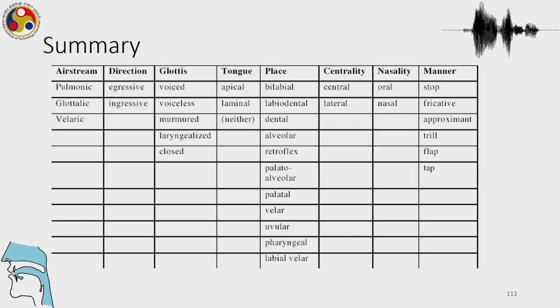Again, summarizing the entire list of things that we have seen so far: airstream mechanism, we can have pulmonic, glottalic, velaric. Direction can be egressive, ingressive. Glottis can be voiced, voiceless, murmured, laryngealized and closed. Tongue could be apical, laminal, neither. Bilabial, so these are all the places of articulation we just saw. Centrality and lateral, and nasality can be either oral or nasal, and these are the manners of articulation possible.